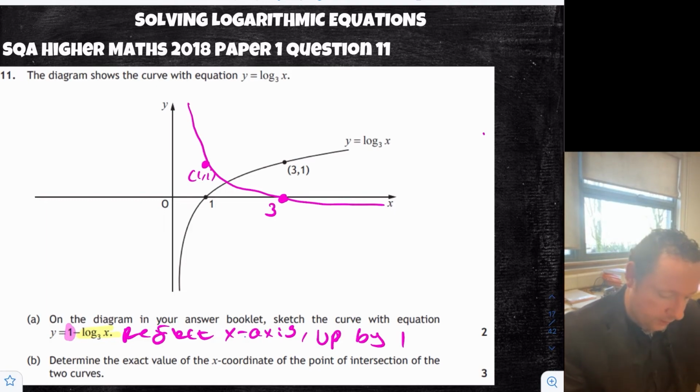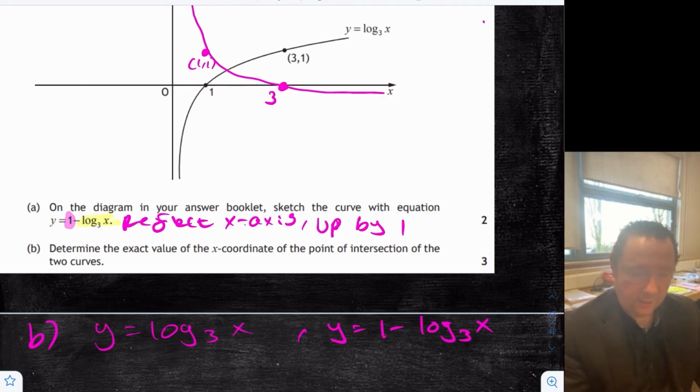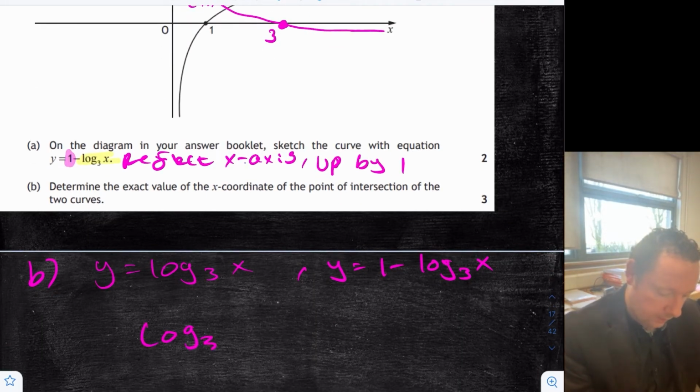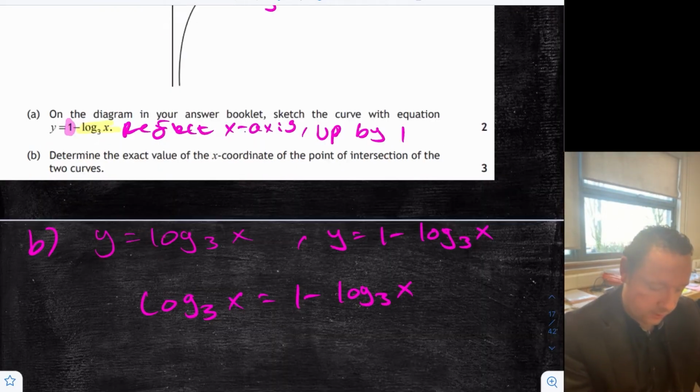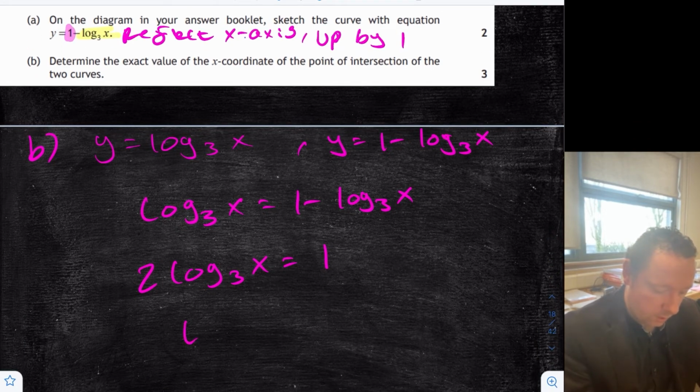Okay, part B, determine the exact value of the point of intersection, simultaneous equations. So for part B, we've got y equals log 3x, but we've also got y equals 1 minus log 3x. So we can say that they are equal to each other and find x. So log 3x equals 1 minus log 3x. So taking the log 3x to the other side, you'll have log 3x plus log 3x. So 2 of them, 2 log 3x equals 1. I can take the 2 up as a power, so I get log 3x squared equals 1.